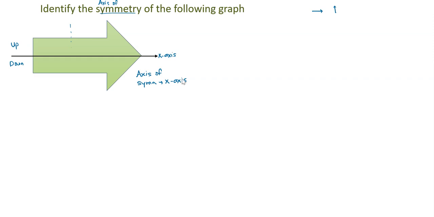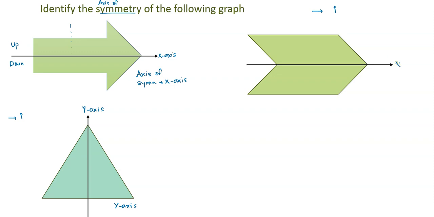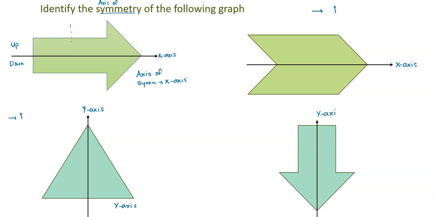Clear? Consider another example. How do we divide this figure into two equal halves, by drawing a horizontal line or a vertical line? Obviously, a vertical line, represented by the y-axis. So here the axis of symmetry is the y-axis. In this figure, it's again the x-axis, whereas here it will be the y-axis. These are the axes of symmetry.